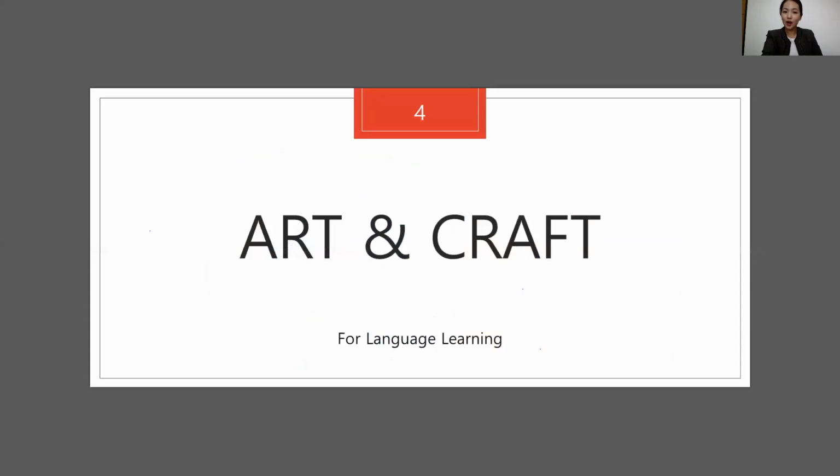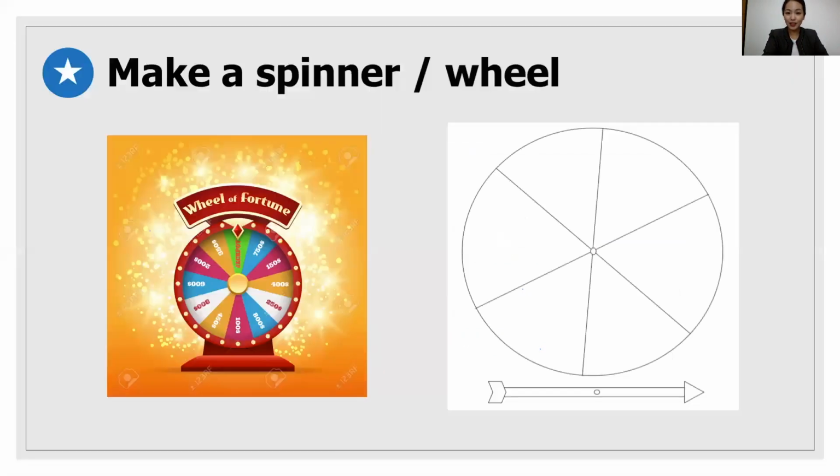Okay, this is the last part, art and craft today. This will be used for teaching the second language. Teachers usually use these kinds of spinners or wheels, and you can make it simply. I put a long board on the back and I use a pin to make a wheel like this. Students come out and spin this wheel, then they will answer. You can use it for vocabulary like colors or for WH questions.